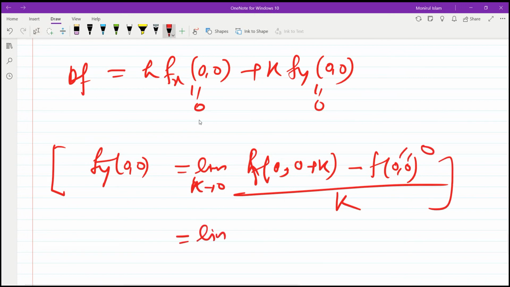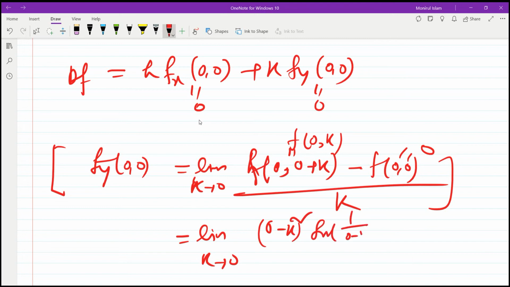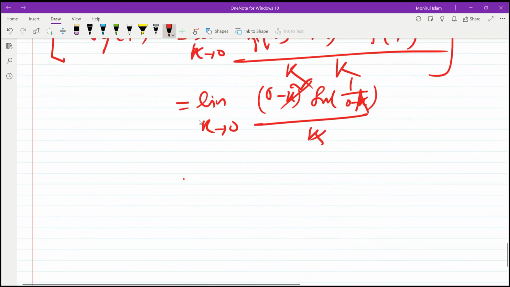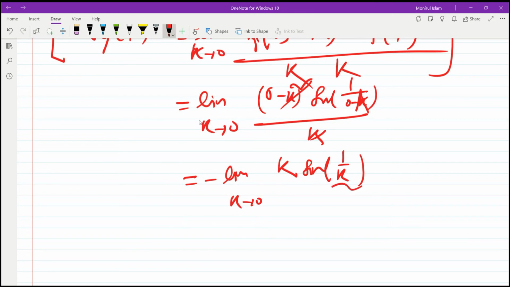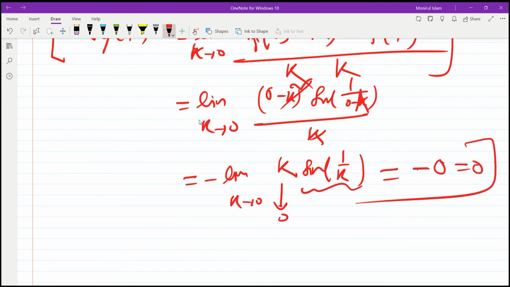Now it is a limit as k tends to 0, and this is f(0, k), which is nothing but 0 minus k square sin 1 upon (0 minus k). Now one k will be cancelled, so this will be k sin 1 by k, with a minus sign. This is nothing but minus the limit as k tends to 0 of k sin 1 by k. Okay, this is a bounded quantity, this limit tends to 0, so our limit will be 0, minus 0 is 0. Okay, so this limit is 0.